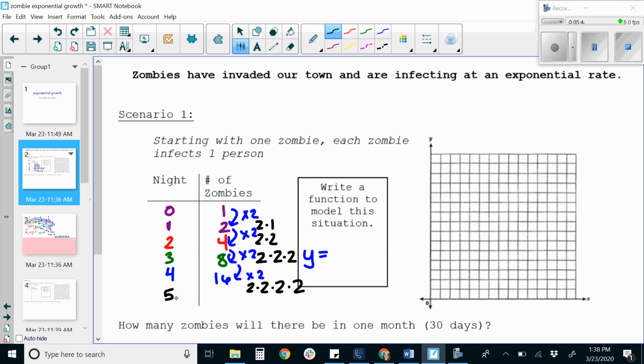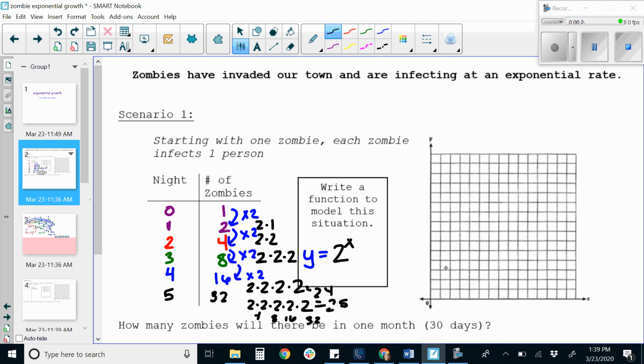I wonder if on the 5th night, it would be 2 times 2 times 2 times 2 times 2, because it would double, right? So this should be 32, because if we double 16, 2 times 2 is 4, times 2 is 8, times 2 is 16, times 2 is 32. So how do we write that? We're taking each of these, and this is 2, 5 times, right? This is 2, 4 times. So we're taking the number 2, and whatever x is, that's the power we're raising it to.